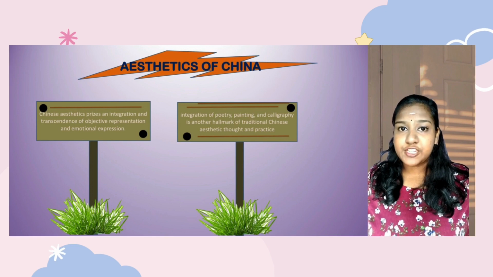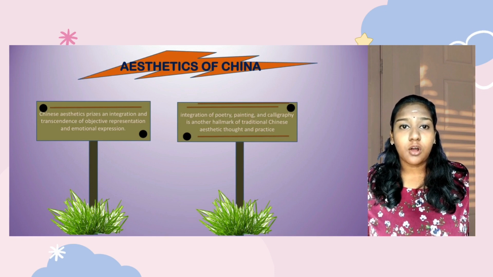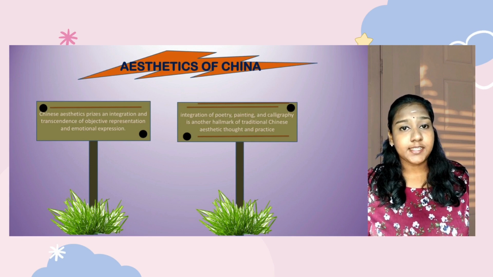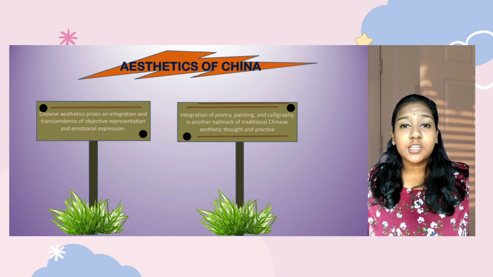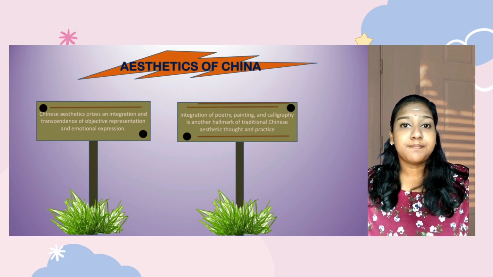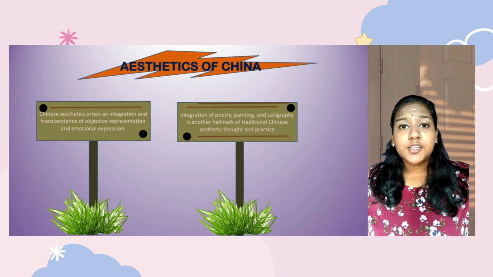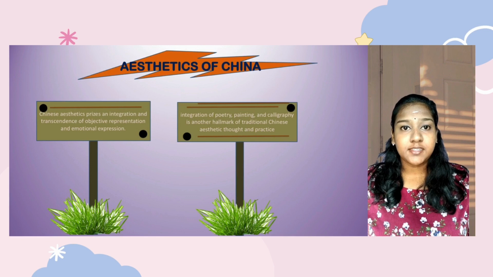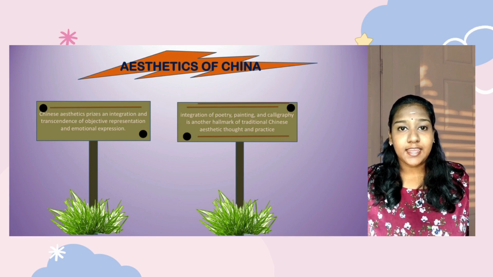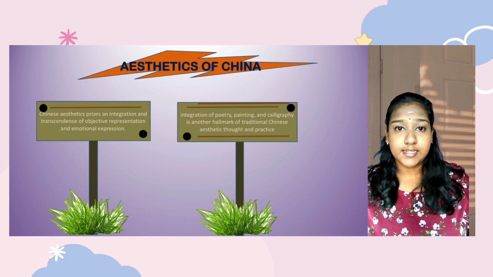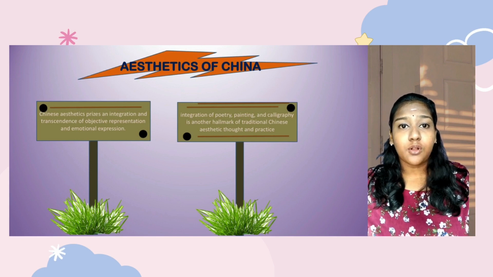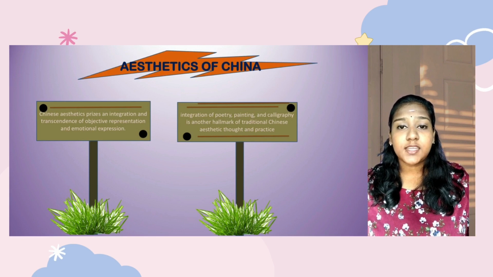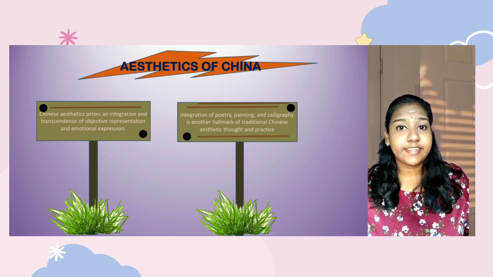The integration of poetry, painting, and calligraphy is another hallmark of traditional Chinese aesthetics through art and practice. It is also called the three perfections, which means poetry, painting, and calligraphy. Chinese literature and arts include poetry, calligraphy, painting, sculpture, architecture, gardening, and also music, among others. Aesthetics has always played a key role in shaping the Chinese understanding of society, humanity, and cultural identity.